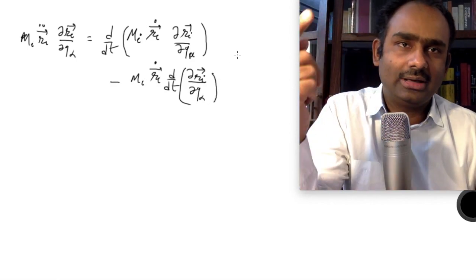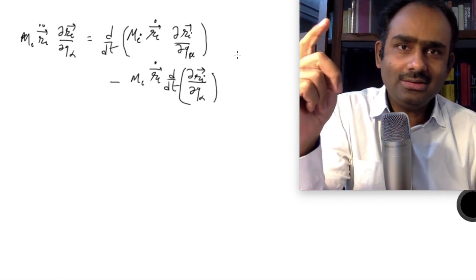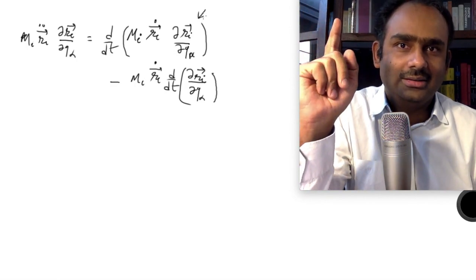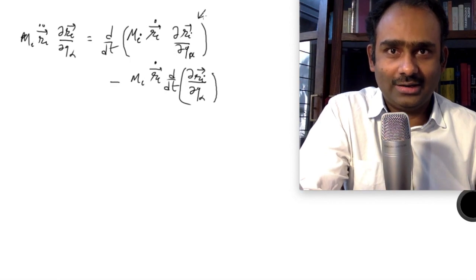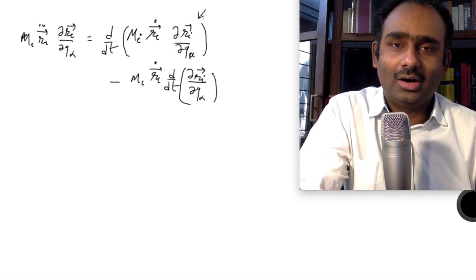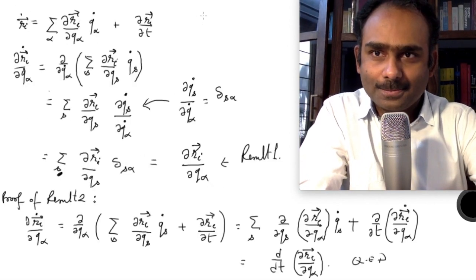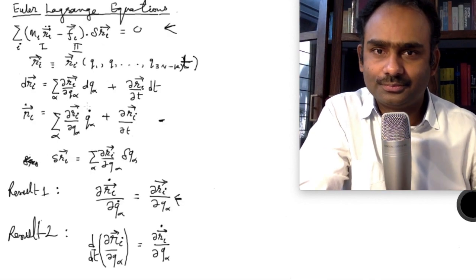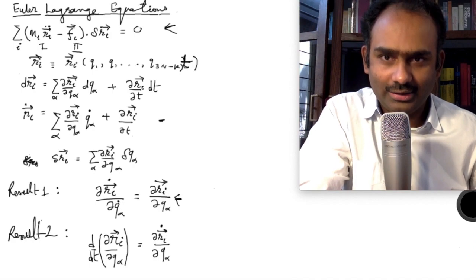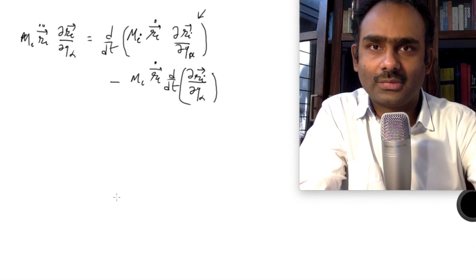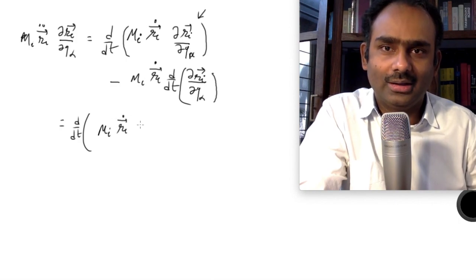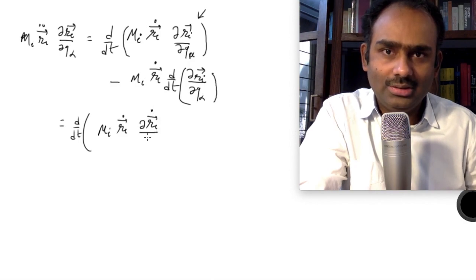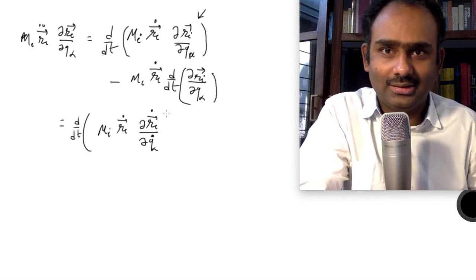Okay, now this is the place where I want to utilize those two results which I showed you. You remember, the first one I can use in here. The first one was that the partial derivative of ri with respect to q alpha I can replace by the partial derivative of ri dot with respect to q alpha dot. Okay, ri q alpha turns into ri dot q alpha dot. That's what I will do here. Equals d over dt of mi ri dot and del ri dot over del q alpha dot. You'll realize soon why all this is going to be useful.